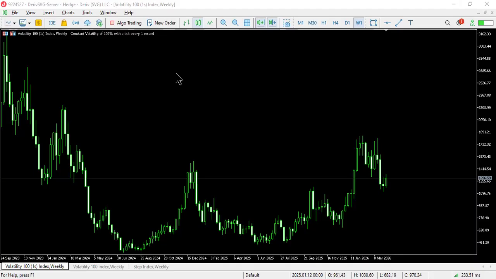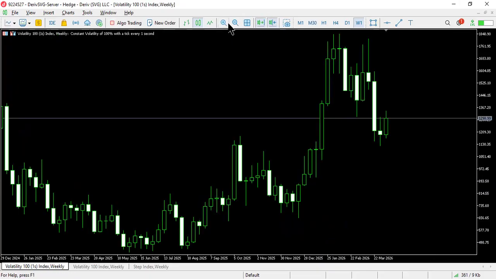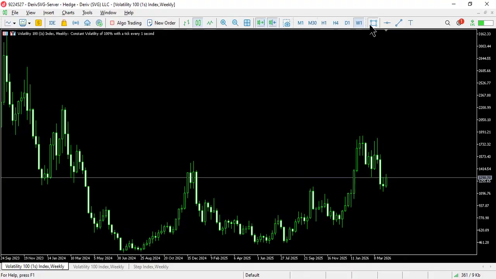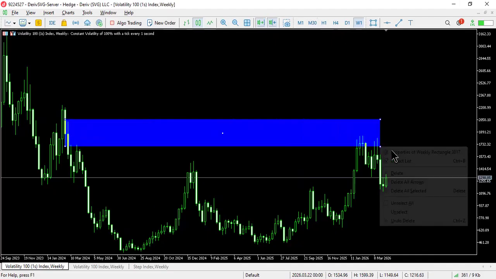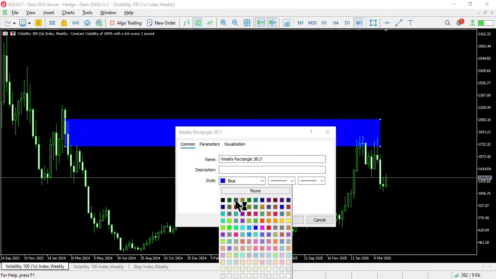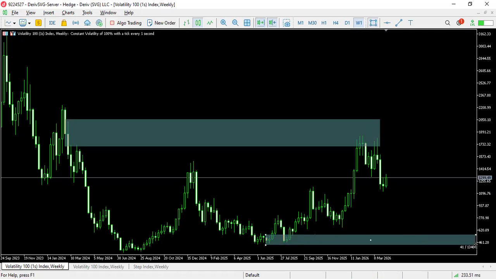For this episode, we're beginning our analysis with Volatility 101S, and as always, we begin analyzing from the weekly time frame. Always before we start, zoom in so you can clearly see the levels. So as you can see, price just reacted from this major supply zone right there, and then we are pushing from there, and then down here is our demand zone.